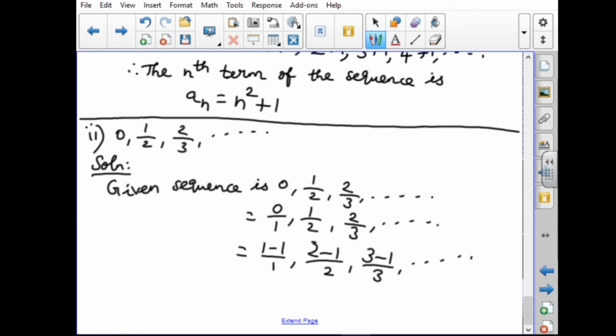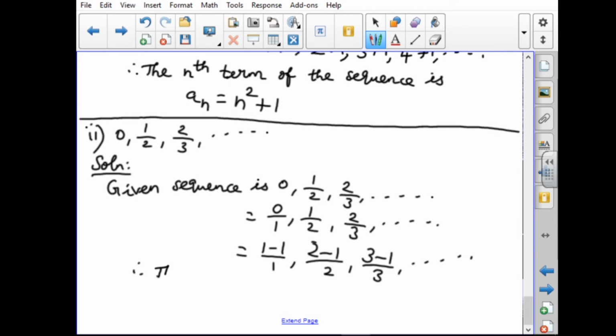Whatever we are getting as the denominator, we have to subtract 1 from it for the numerator. So 1 minus 1 equals 0. Here the denominator is 2, so 2 minus 1. The fixed number is 1. The 1 is subtracted from the natural number. So we can write the nth term like that.